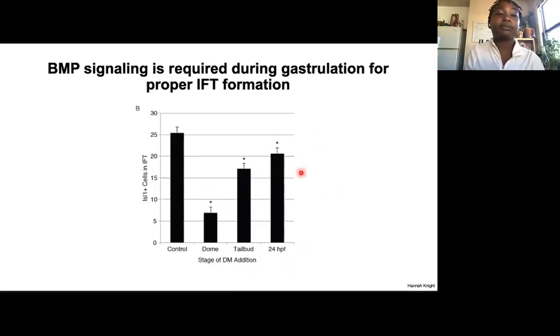So what the figure from the previous slide and the figure from this slide show us is that BMP signaling appears to be required during several discrete stages of development, including gastrulation, to achieve proper inflow tract formation. What's also very important about this data is that these stages of development, from dome to 24 HPF, are known in the field as the cardiac patterning stages. To see that BMP signaling has such a drastic effect during cardiac patterning stages also suggests that this signaling pathway is important for the specification of progenitor cells.